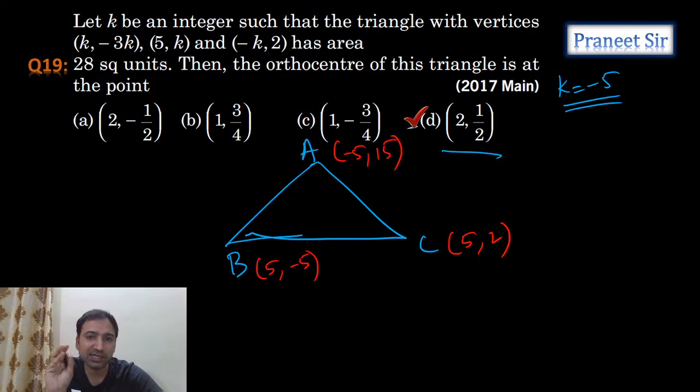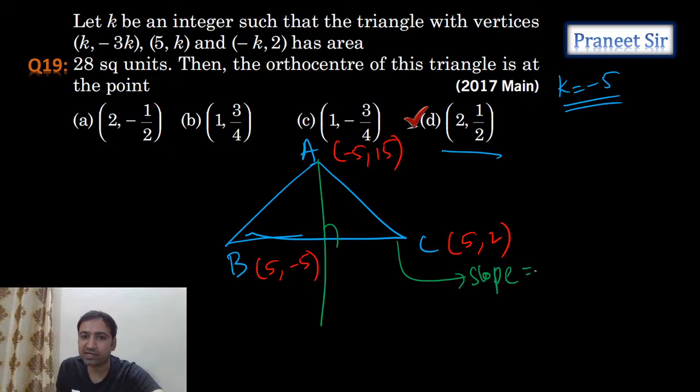To calculate the orthocenter, we need the altitude. So the altitude from vertex A to the opposite side BC. So we need to calculate this altitude. For that, can I calculate the slope of BC, guys? What is the slope of BC? If we use (y2 minus y1) by (x2 minus x1), this is a vertical line. As the slope is infinite, we can say that it is a vertical line.